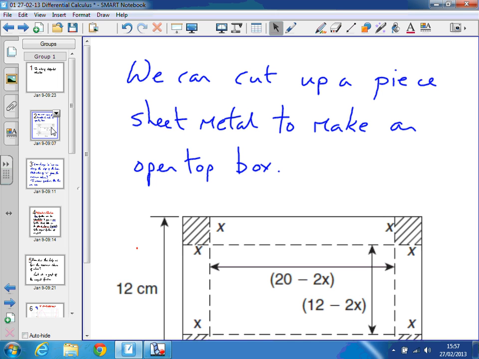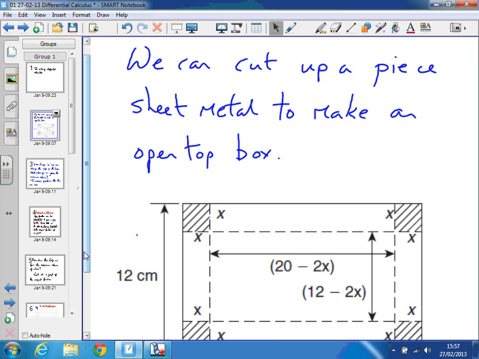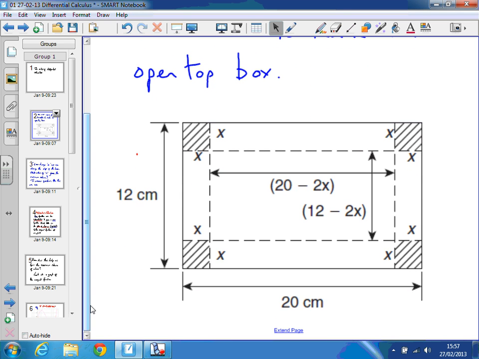taken from the textbook. So you would find it in the algebra section and also it comes up in the calculus section in the textbook. We're going to look at this. If we cut up a piece of sheet metal to make an open top box like this, then there are some algebraic expressions written on here. If we look at this sheet of metal, it's 12 centimeters wide by 20 centimeters long, and written on here is x. So if I'm going to make a box out of here, I need to cut out these corners so you can fold up to make a box.